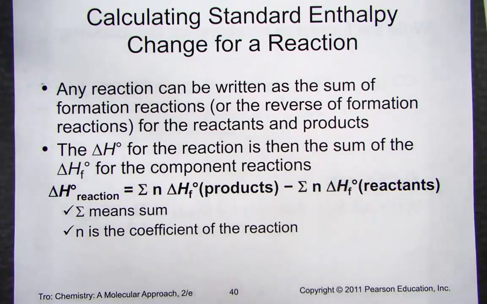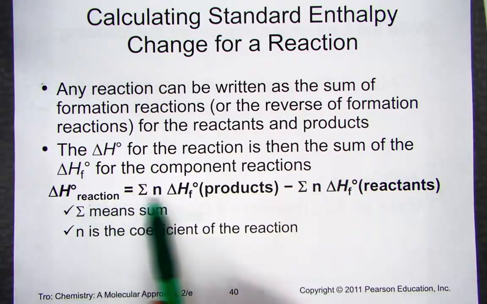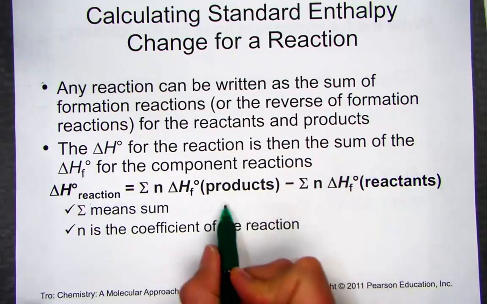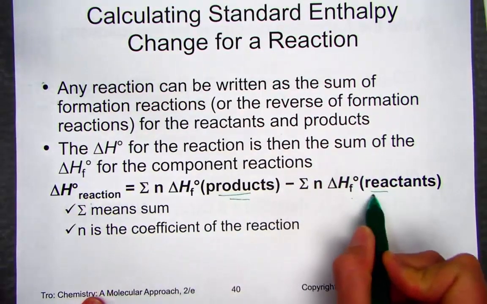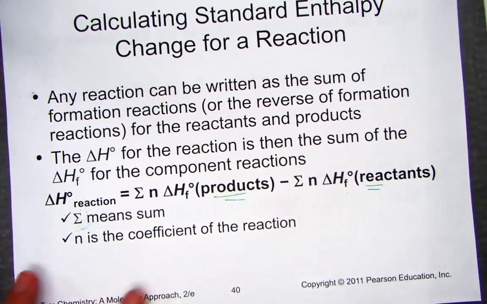But any reaction can be written as the sum of formation reactions. That's Hess's law, or the reverse of formation reactions. Again, Hess's law, if you flip the direction, we simply flip the sign. So instead of using Hess's law, as tedious as that might be, although I find it enjoyable, we've come up with an easier way to find a target equation, and that's simply taking the sum of the products minus reactants. Products minus reactants will find the sum of the heat of reaction.